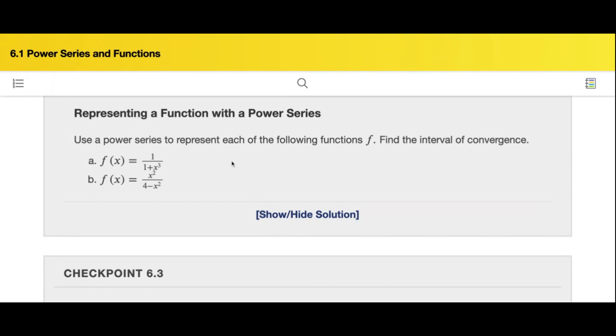Negative x cubed. Can you say again? Which one? Oh, what did you say? Like you could rewrite it as what? Oh, 1 minus 1 over 1 minus negative x cubed. Let me write it in the chat.